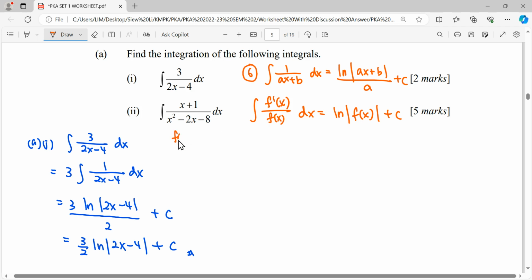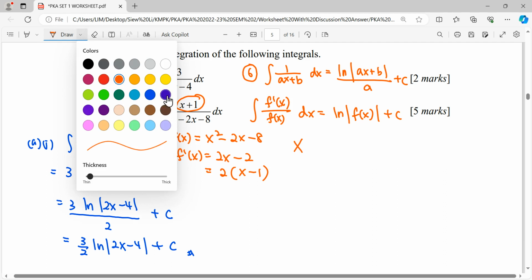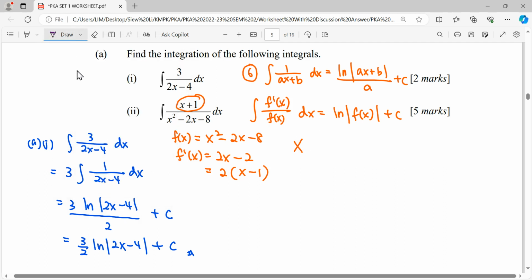So let us check this question. Our denominator function is x squared minus 2x minus 8, and when we differentiate, we get 2x minus 2. Even if we factor out the 2, we get x minus 1, but we have x plus 1, which is totally different, so this special form cannot be used. We don't have that pattern. When we don't have a formula for the integral, we move on to techniques of integration. For solving this fraction, the technique needed is partial fractions. So we express this in partial fraction form.